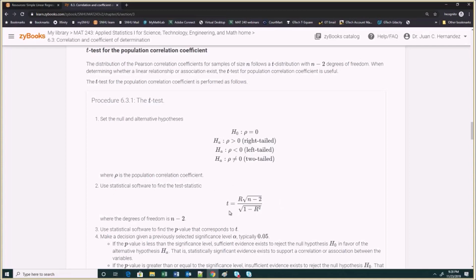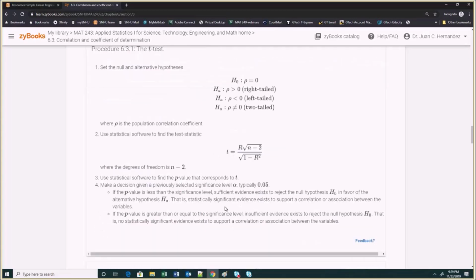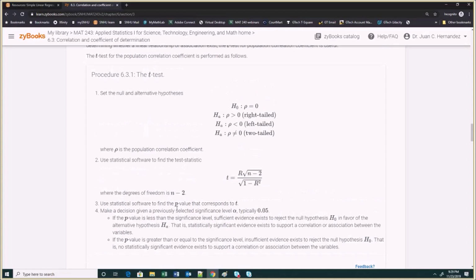This gives us the t statistic that is based on the t distribution, and the rest of the steps are the same. We calculate the p-value, and then we compare it against alpha, which usually is 0.05 or 0.01. And if the p-value is less than alpha, we reject the null hypothesis. And if the p-value is greater than alpha, then we do not reject the null hypothesis.